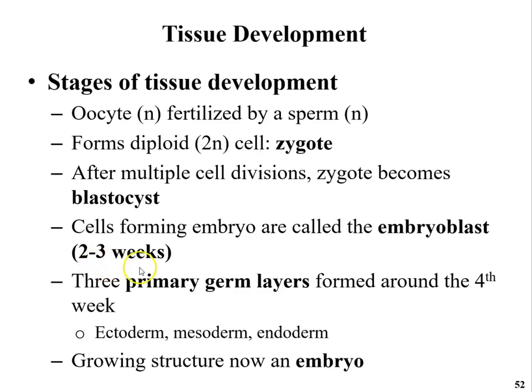Then there's 3 primary germ layers that form around the 4th week. The germ layers are the ectoderm, the mesoderm, and the endoderm, and these germ layers will go on to form the tissues and the organs of the body. Once you have all 3 primary germ layers, the growing structure is now called an embryo.